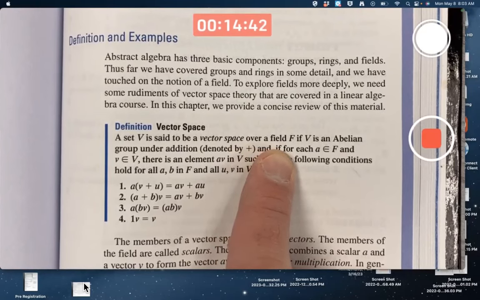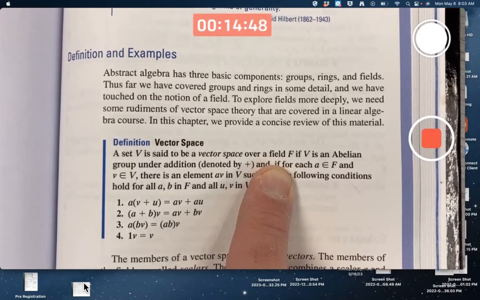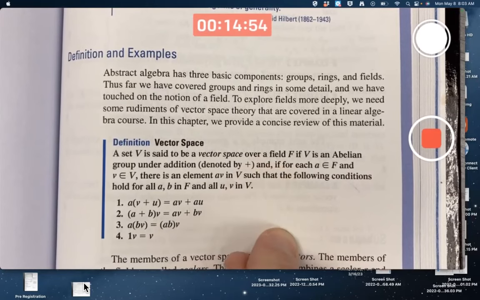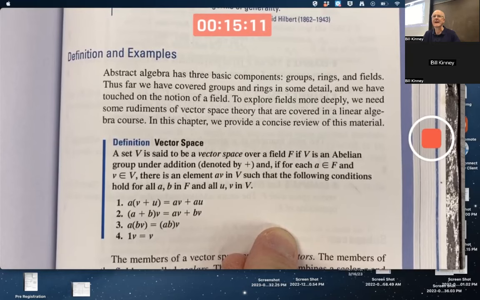This field F could be any field, including a finite field. Finite field even with two elements, just 0 and 1. The field is sometimes called a field of scalars or scalar field, though that can be confusing if you happen to be both a math and a physics major, because in physics, they also have scalar fields, which mean something else.